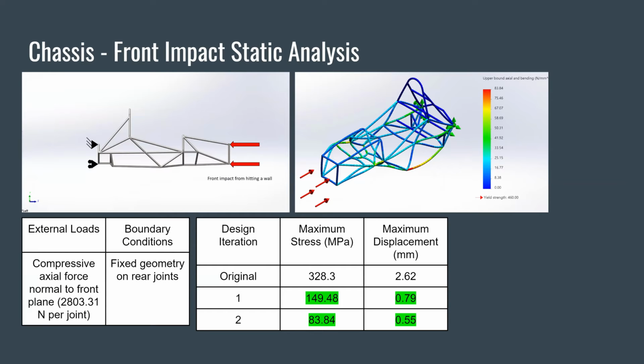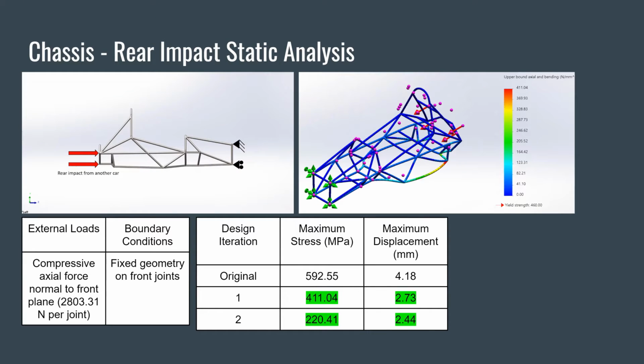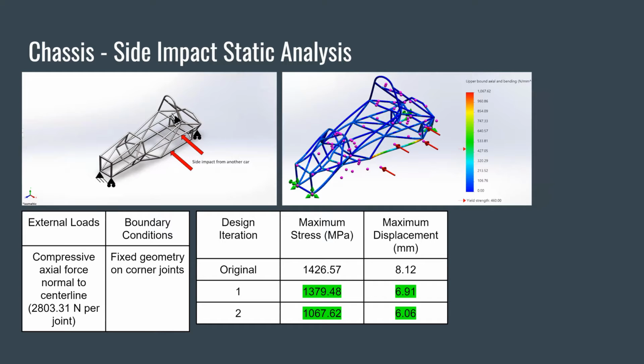For the first static analysis, the front impact showed improved results for both iterations with a best at 83.84 megapascals. Next, the rear impact showed the best result of 220.41 megapascals. And finally, for the side impact, same force, the best result was 1,067 megapascals.